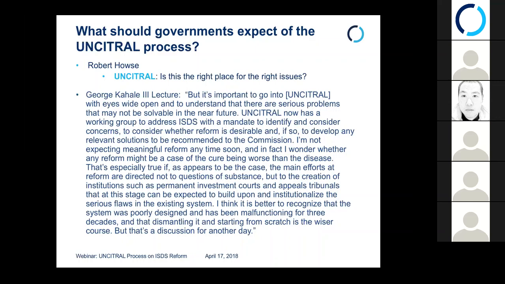So that day has come, or at least in part, and part of Rob's comments at least will address that very issue that George Kahale raised in his lecture. So with that introduction, Rob, I turn it over to you, please.